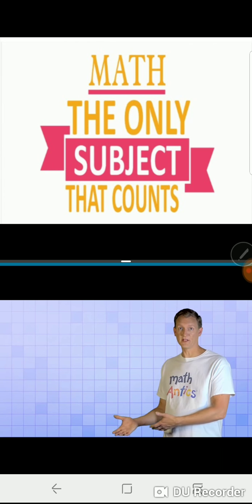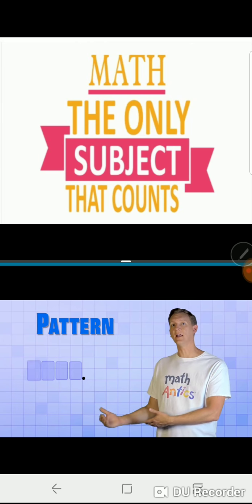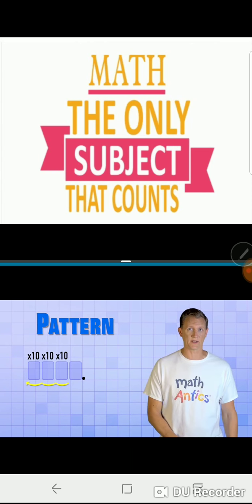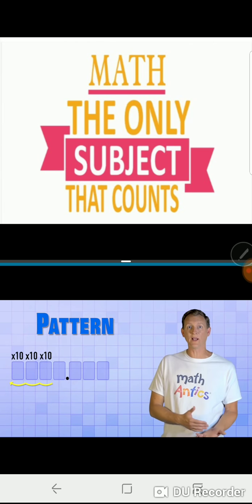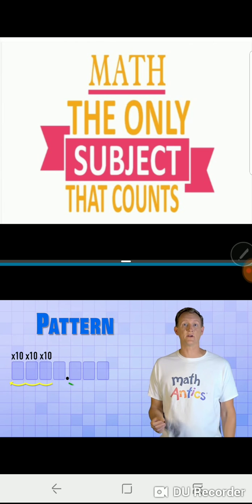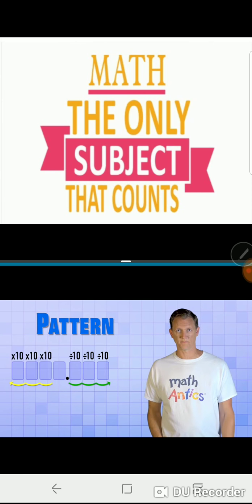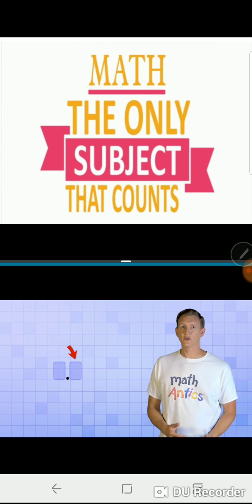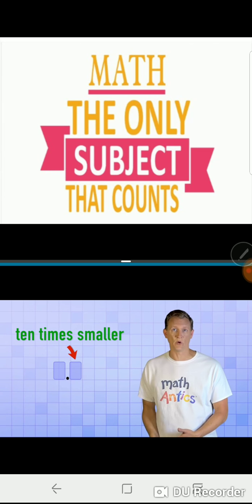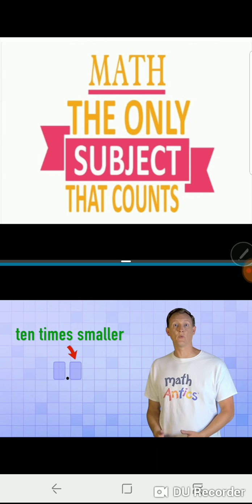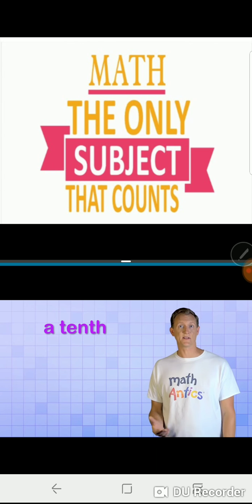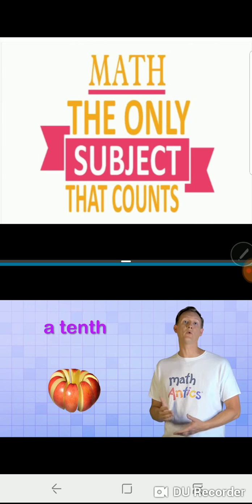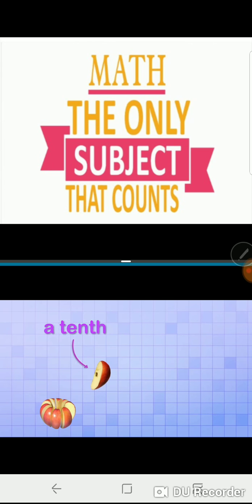Well, looking back at our number place pattern, we see that each time we move to the left, the new number place counts amounts that are 10 times bigger than the previous place. So, each time we move to the right, that place should count amounts that are 10 times smaller than the previous place. Since the ones place counts by ones, the number place to the right of it should count by amounts that are 10 times smaller than 1. The amount that's 10 times smaller than 1 is called a tenth. It's the amount you get if you take one whole, like one whole apple, and divide it into 10 equal parts, keeping just one of them.